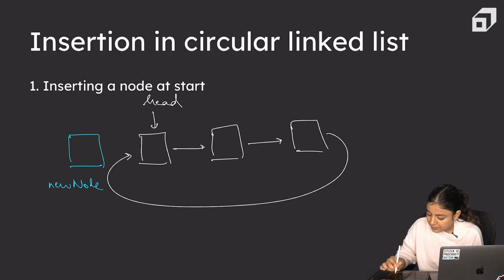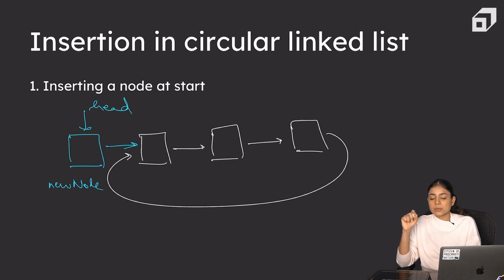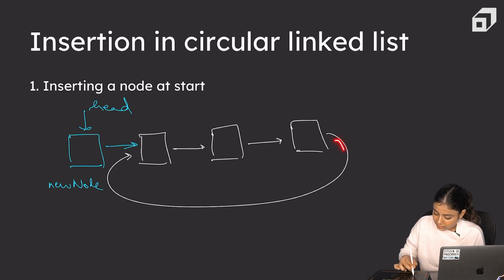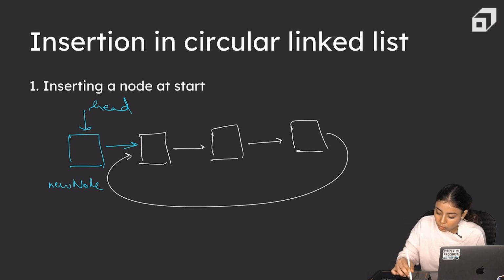Okay, and I'll have to move my head pointer to my new node, and first of all, make my new node point to the head node, and then move my head pointer to my new node. But there's another thing that I'll have to change here. What? That is this link, right? Because I'm updating the head node here, I'll also have to update this link which joins the last node to the head node.